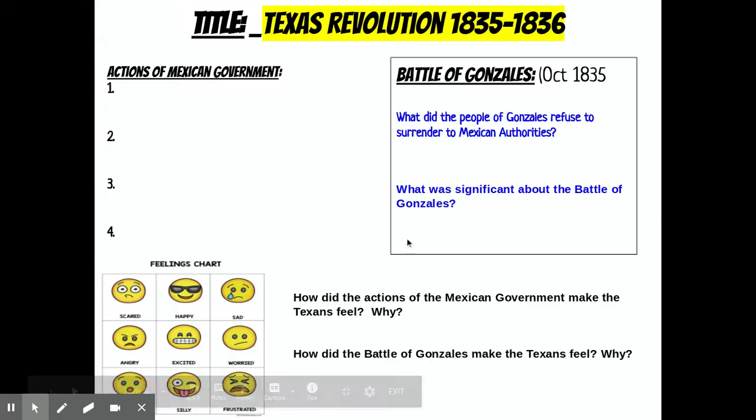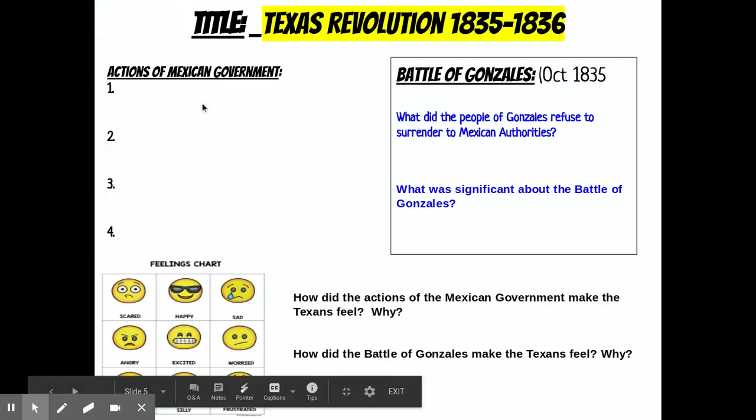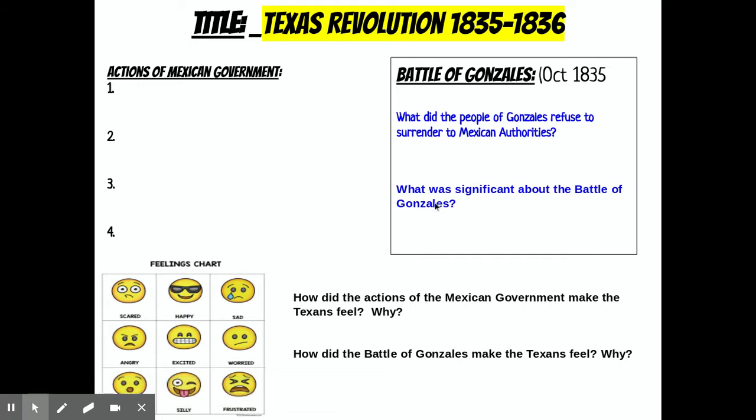So then what you're going to do is put those from the Brain Pop video, the actions of the Mexican government, down here. You're going to answer these questions on the Battle of Gonzales. What did the people of Gonzales refuse to surrender to Mexican authorities? What was significant about the Battle of Gonzales?